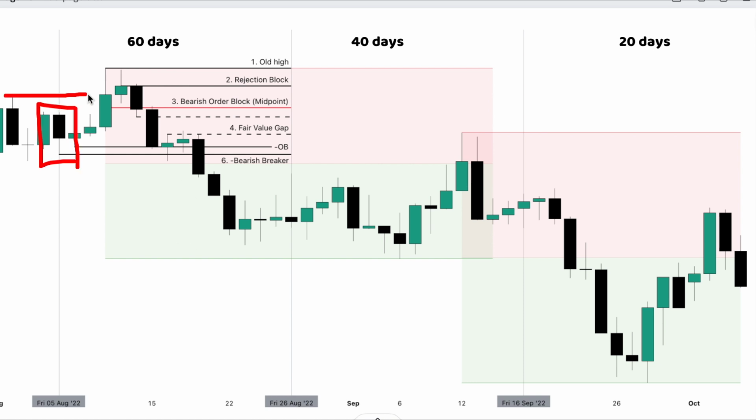Once the price took out our buy side liquidity right over here, we have our market structure shift, and the last down close candle will be our bearish breaker. As you can see, we don't really have a liquidity void or a mitigation block, which is why I mentioned earlier, you shouldn't look for every PD array.